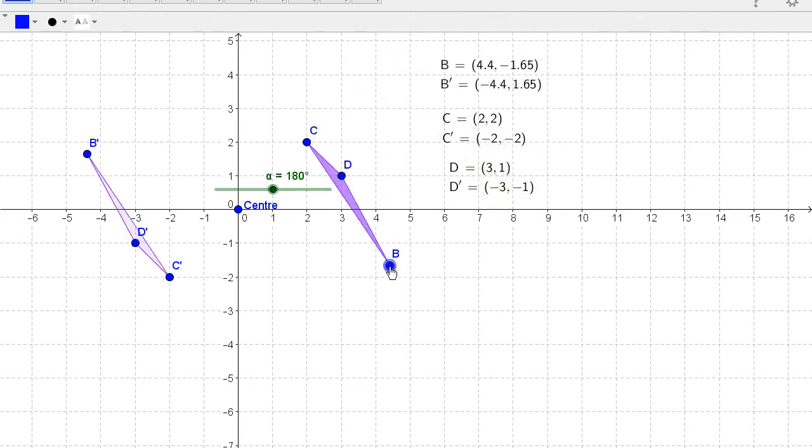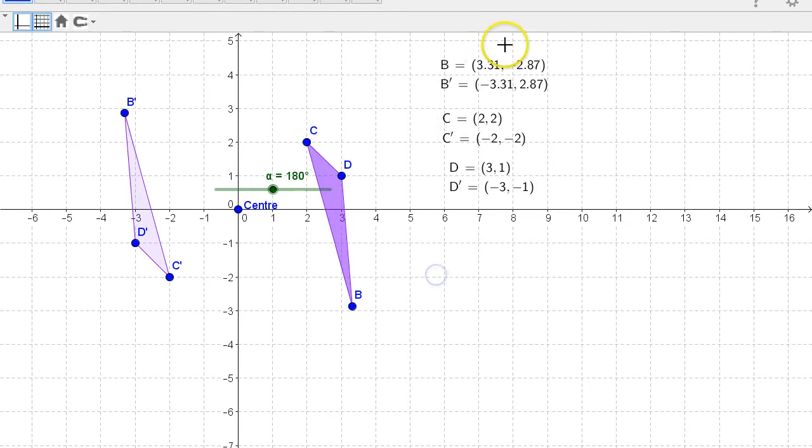180 degrees: 4, 4 becomes -4, -4; 2, 2 becomes -2, -2; 3, 1 becomes -3, -1. And then if I move b down here, b was 3.31, -2.87. Now it's -3.31, 2.87. So again, just switch the signs.